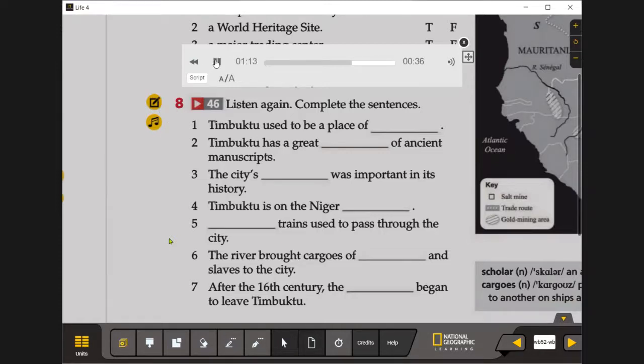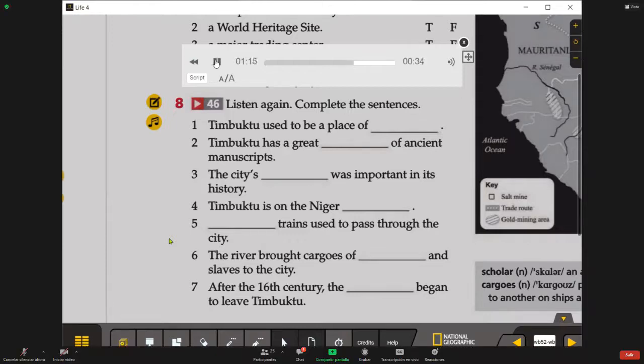They would bring gold from the mining areas in the south and salt from the north. The river also used to bring cargoes of gold as well as slaves to the city. Okay, cargo: salt? Gold. Gold, that's right. And slaves, esclavos.